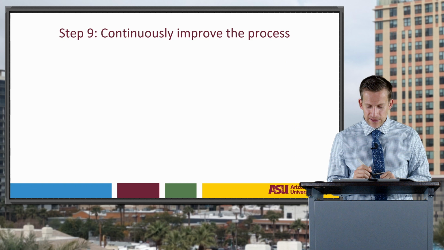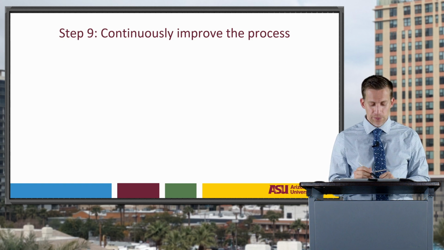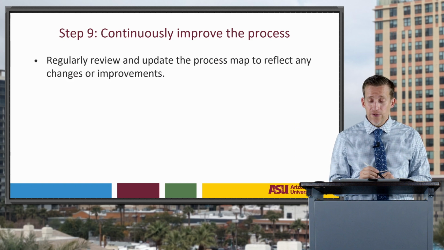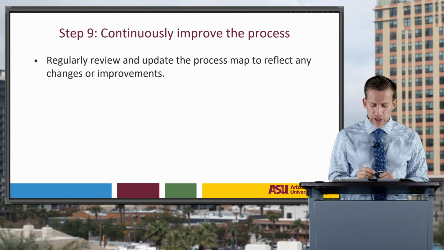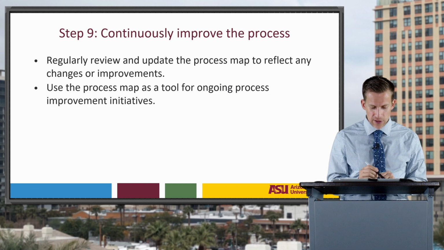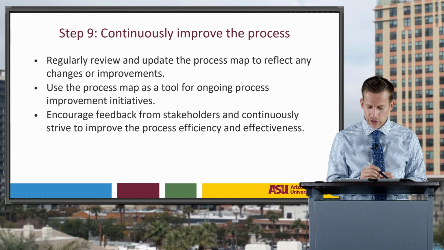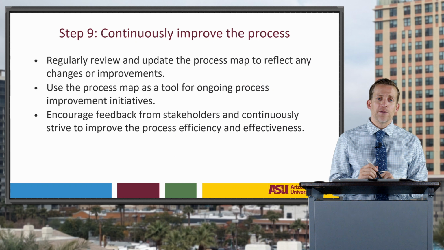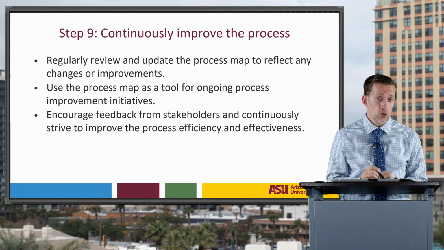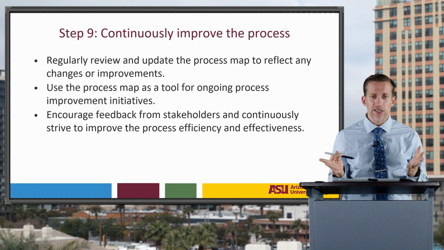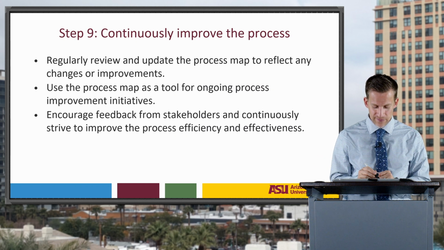Okay, here's the last step, step 9. This is where we continue to improve the process. We can review and update it regularly. This is usually done by the process owner and the process manager as well. We can use it as a tool for future improvement activities. And we can encourage regular feedback from stakeholders. This could be something that could be done on a quarterly basis or on an annual basis, whatever makes the most sense for your team.